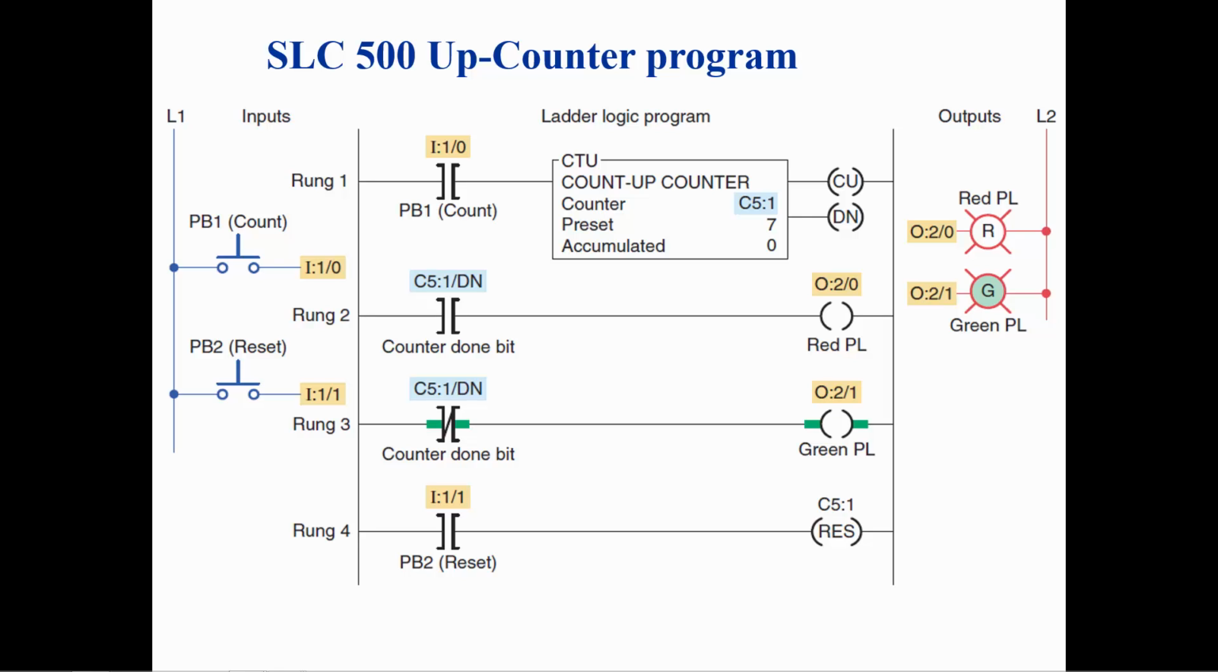Pressing push button PB2 at any time will cause rung 4 to be true, and the RES instruction addressed to the count up counter instruction will reset the accumulated value to 0 and the DN bit to 0 or false. With the done bit false, the red pilot light will be off and the green pilot light will be on.